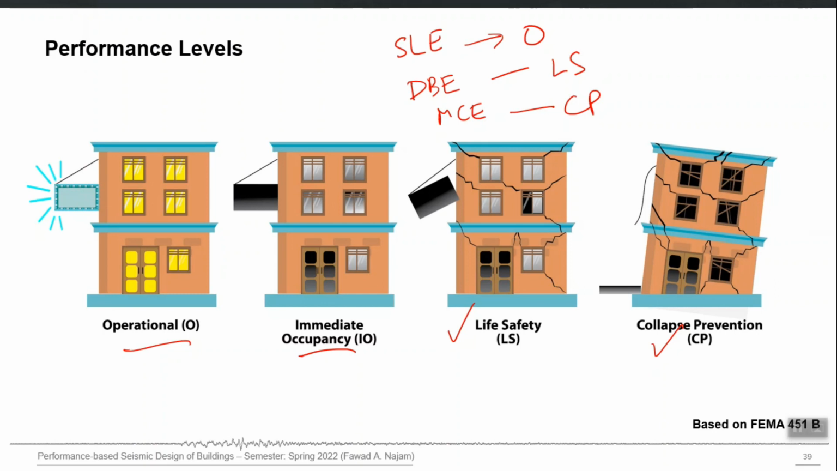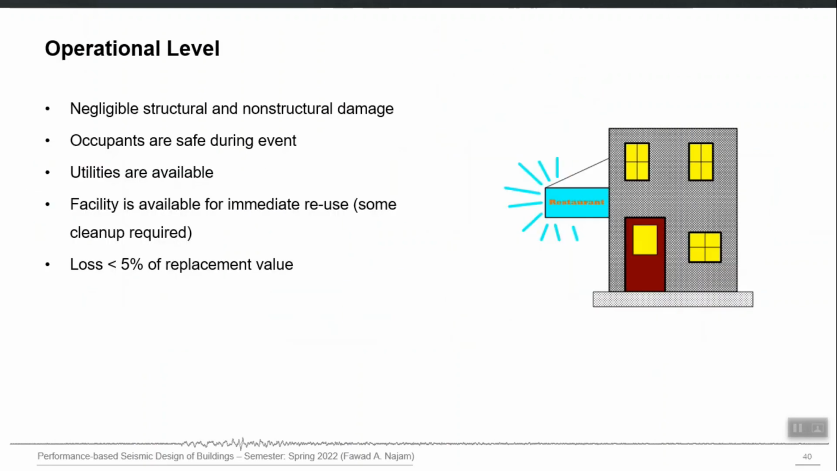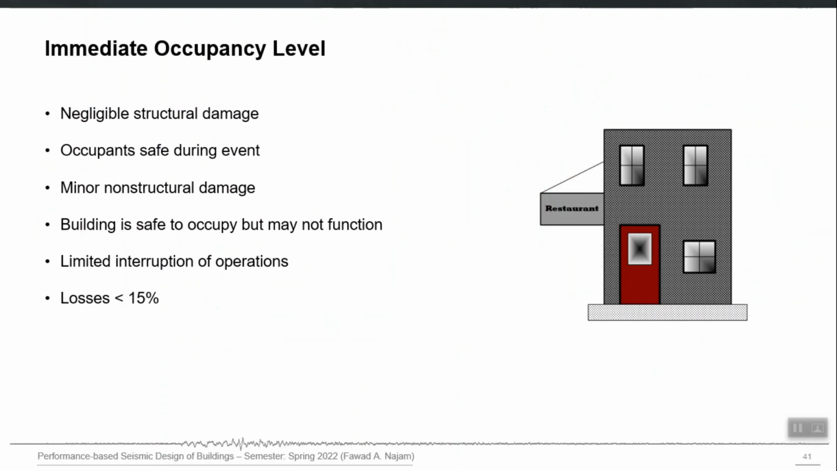But these are some standard templates, right? So you can directly show or explain what LS means. Now LS can be explained to any client, or IO can be explained to any client, right? So that information sharing will be there in case of PBD. So there is a descriptive definition of what operational level means or what immediate occupancy means, right?